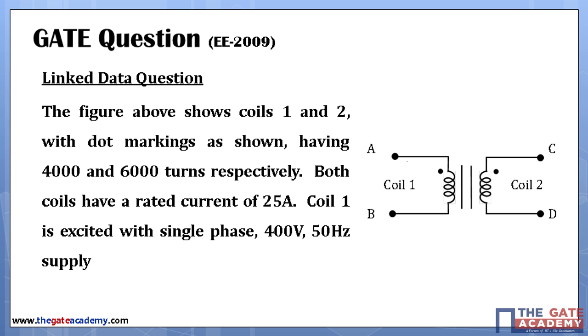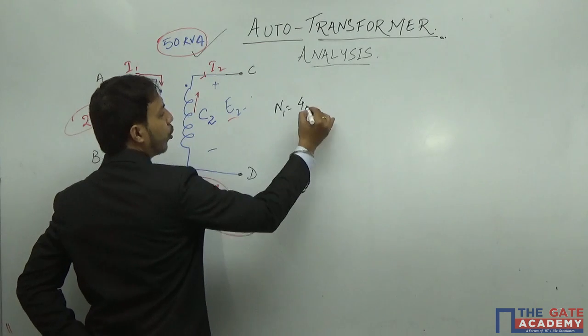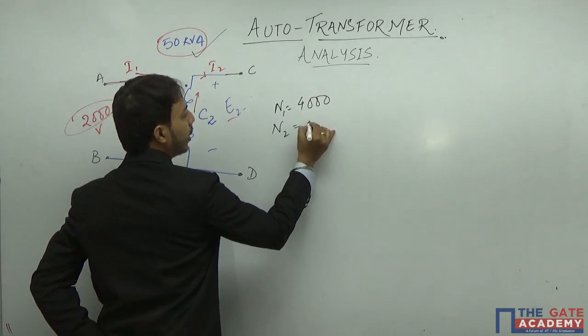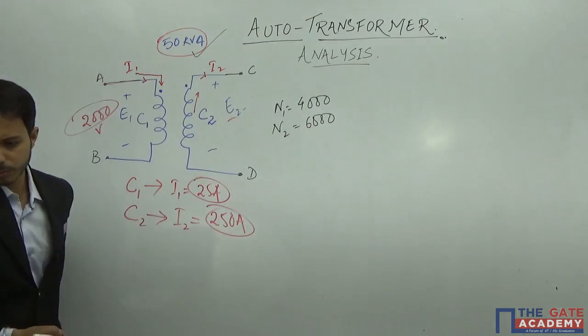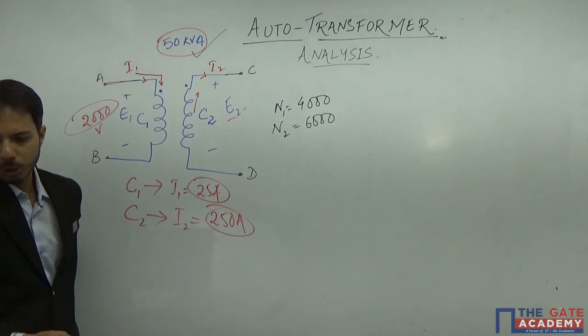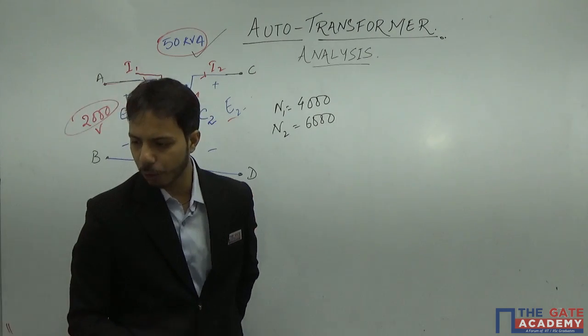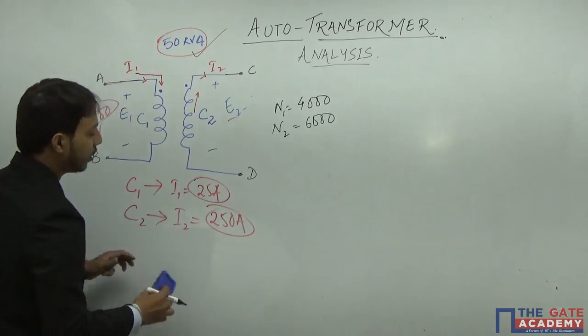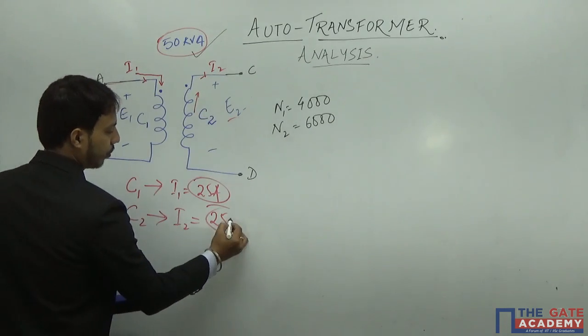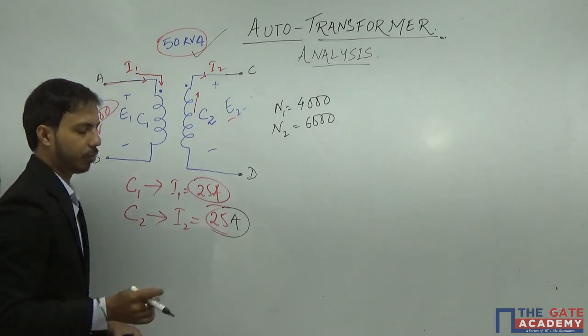So what is said in this particular example is, I have coil 1 and coil 2, similarly in this way. And what else they are saying is, having 4000 and 6000 turns. That means N1 here is 4000 and N2 here is 6000. Both coils have a rated current of 25 amperes. That means C1 and C2 both have 25 amperes.